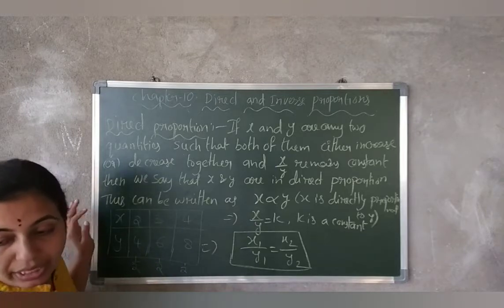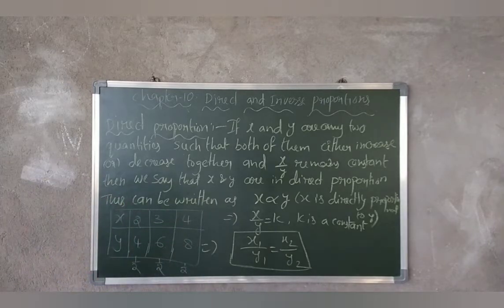Based on this, how to solve? We have a complete exercise based on direct proportion. Let me explain those and give you homework also. You can complete exercise 10.1, and let me explain 2 examples also. Now I'll explain example 1.